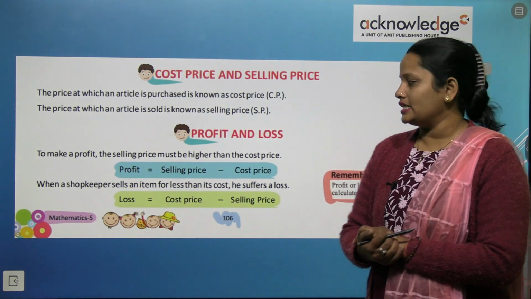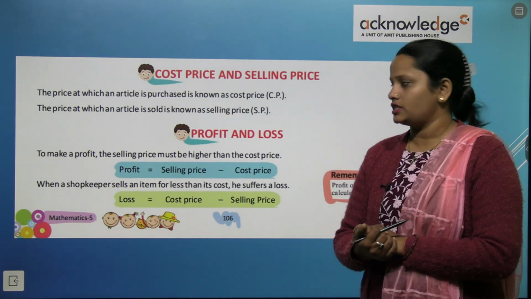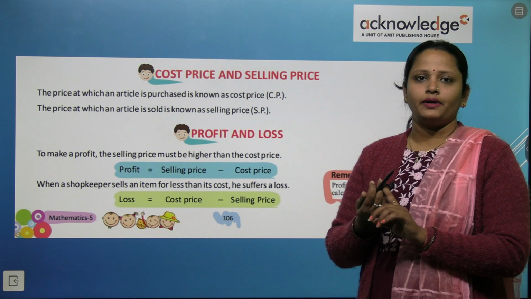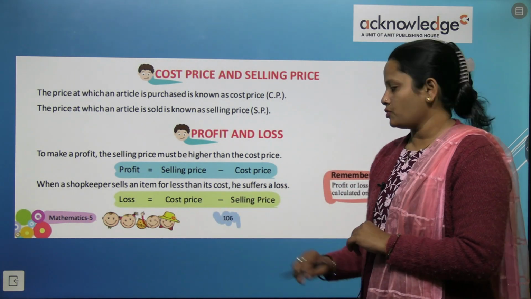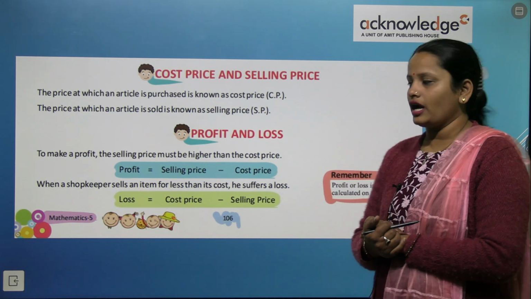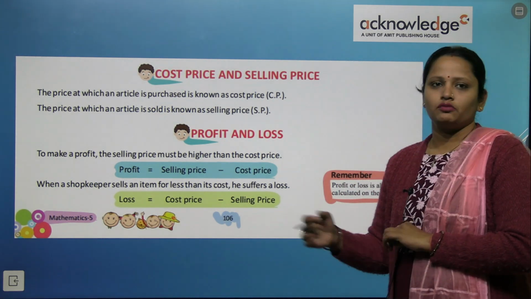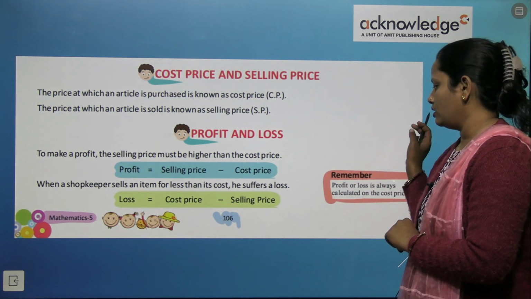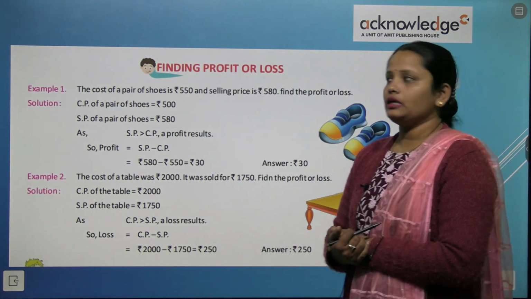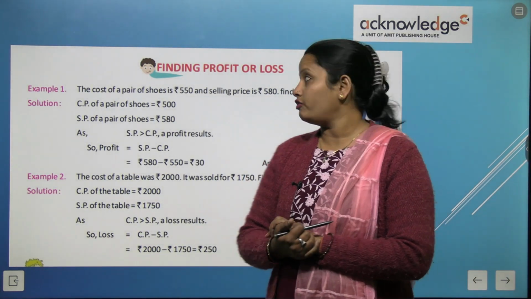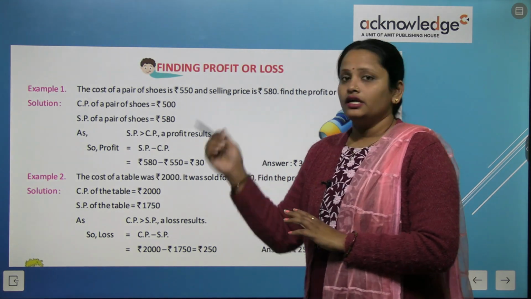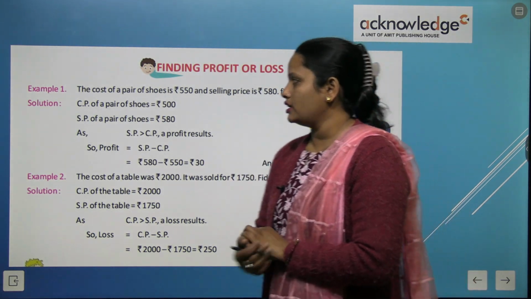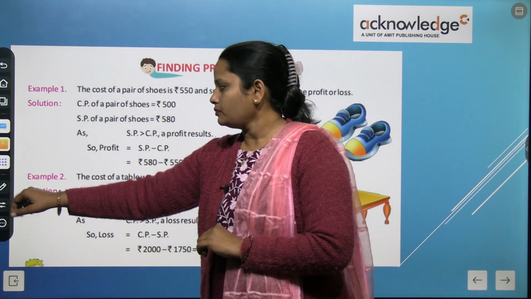When the shopkeeper sells an item for less than its cost. अब 5 रुपीज का पेन था, मैंने 4 का बेच दिया, इसका मतलब कॉस्ट तो 5 रुपए था बट सेलिंग प्राइस क्या हो गया 4 रुपीज. इसका मतलब मुझे 1 रुपीज का लॉस हुआ. Finding profit and loss. अब प्रॉफिट और लॉस कैसे ढूंढते हैं, let's understand this with the given examples.